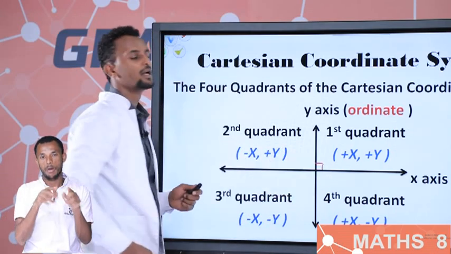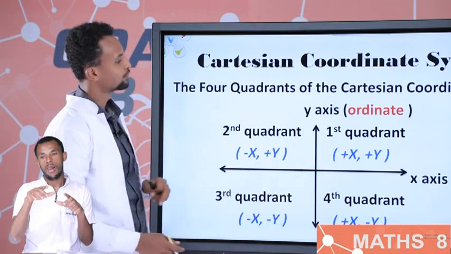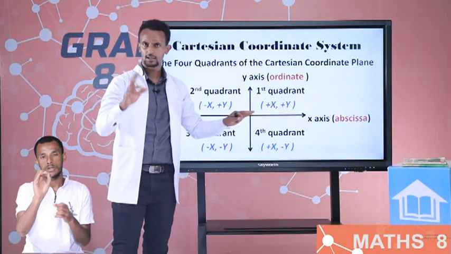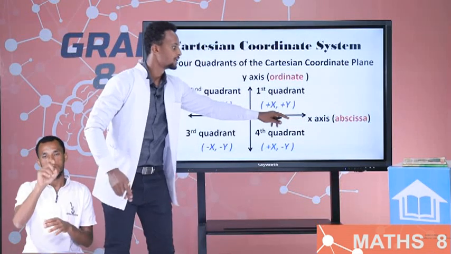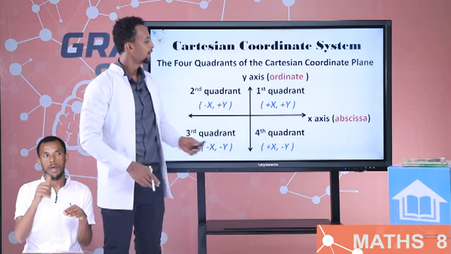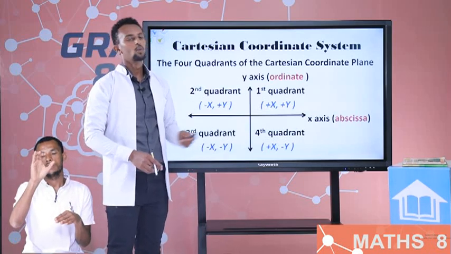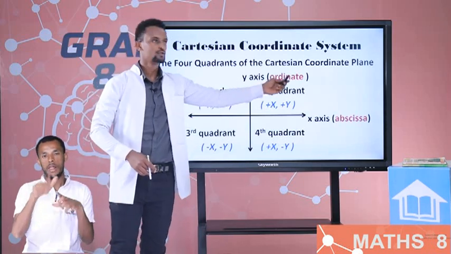That means they make a 90 degree angle between them. So the horizontal line, as I told you, is the x-axis, and it is called the abscissa, and the vertical line is the y-axis, and it is called the ordinate.